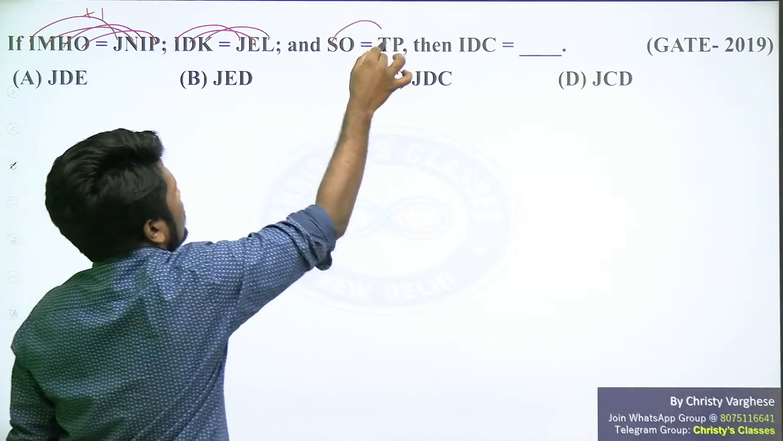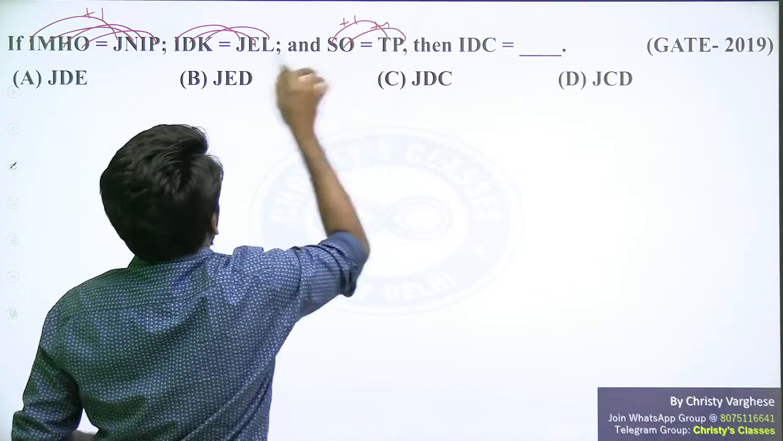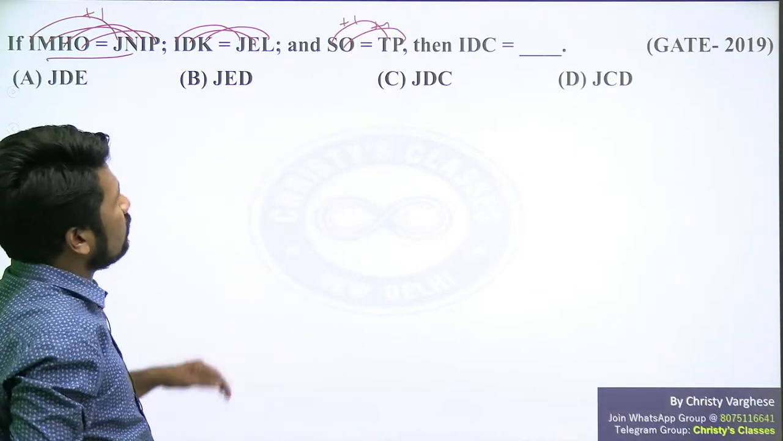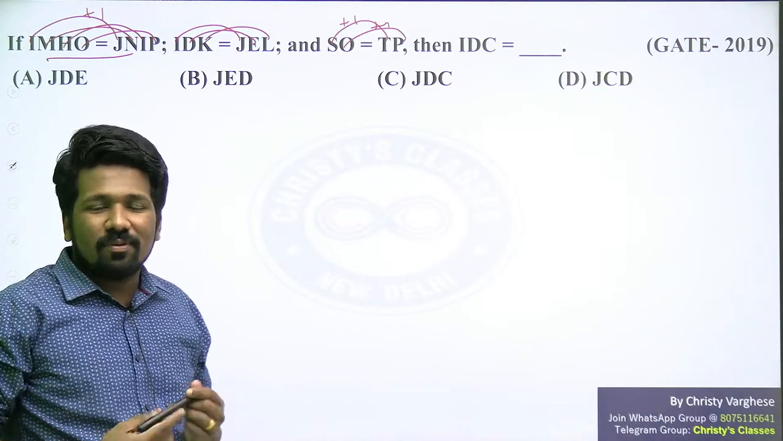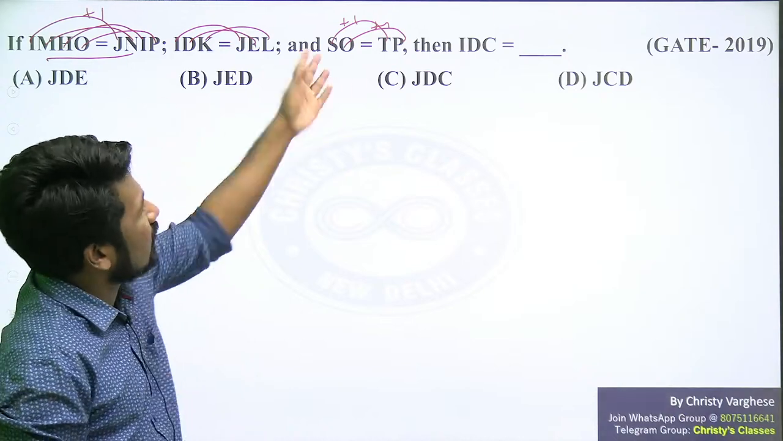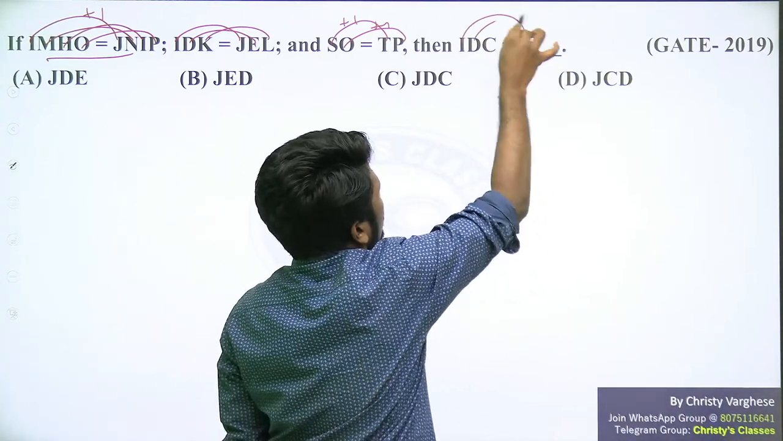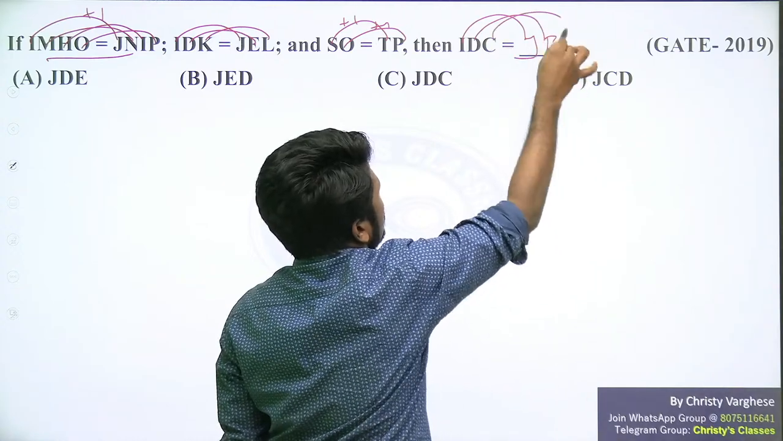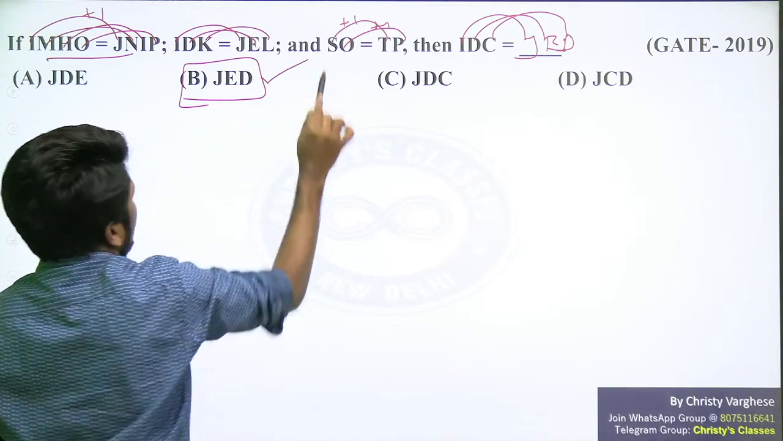Too much information given, stating the obvious only. Because from this itself, you understood that it is one letter forward. The more information is given, they are trying to waste your time. So firstly, analyze it and conclude that I one letter forward is J, D one letter forward is E, C one letter forward is D. So J, E, D, option B is the correct answer.